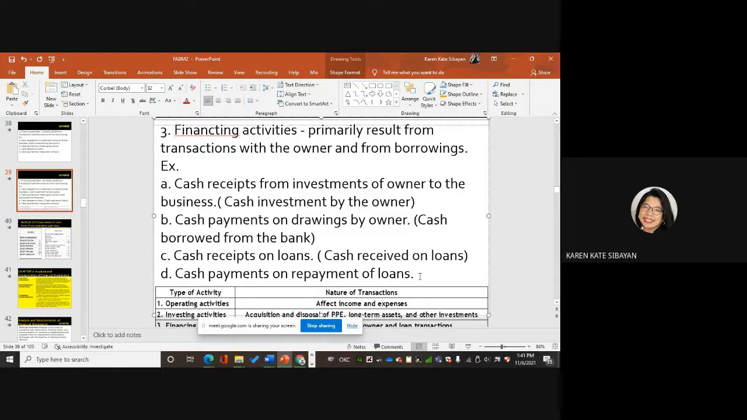O, dito. Anong ilalagay natin dito? Cash paid for loans. Kung loans yan. Okay? Kaya ang ilalagay. Now, analyze.